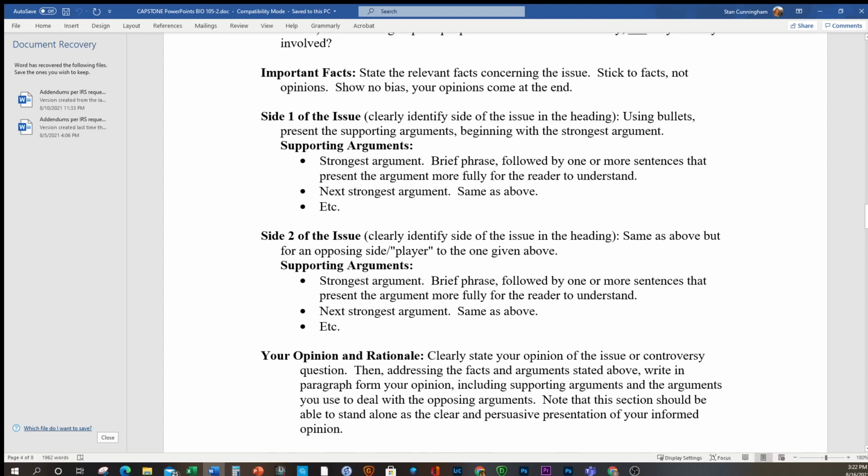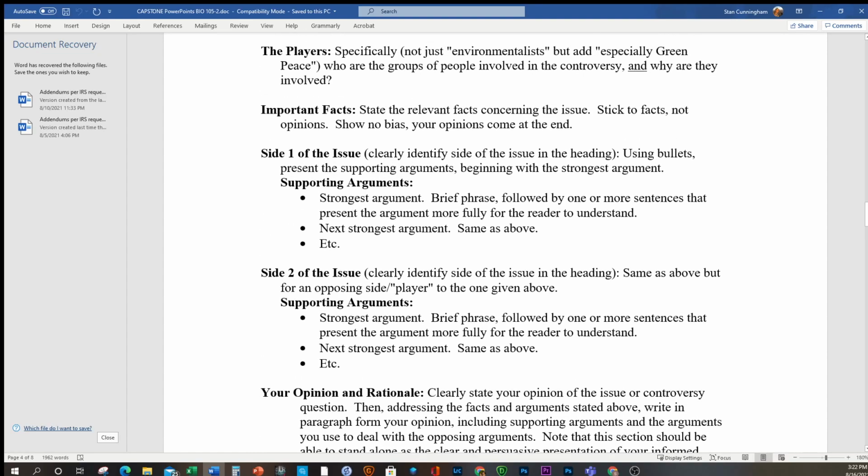And I've been assigning this for years. I had several people change their opinion when they did this research. Because when we get to side one of the issue and side two of the issue, you're going to have to find research that backs up side one and then research that backs up side two. It can be done on any of those topics. So once again, switch back here.